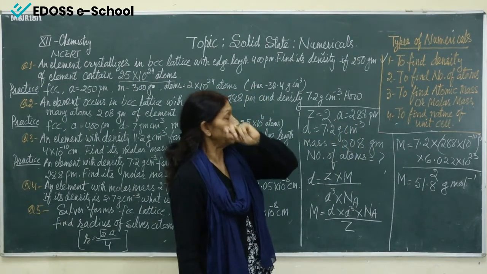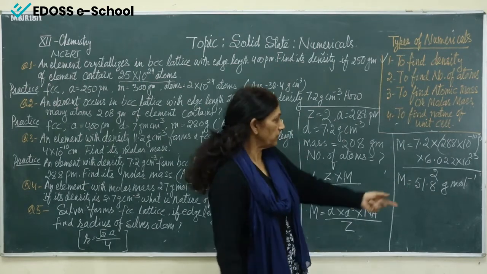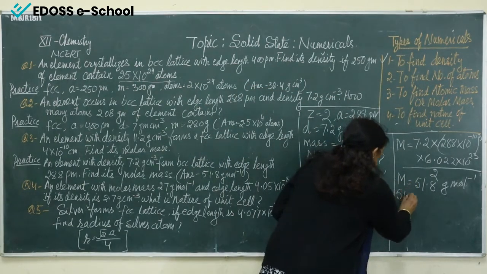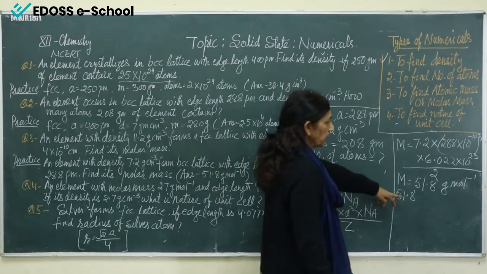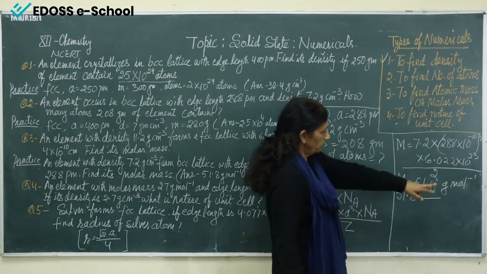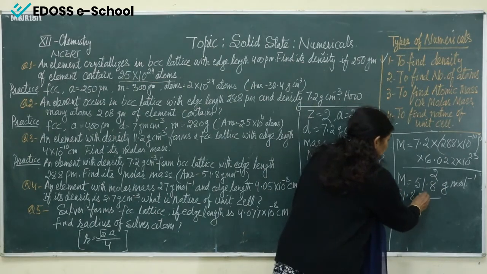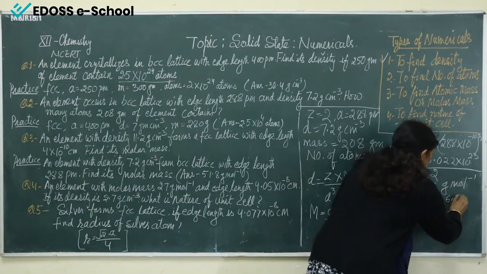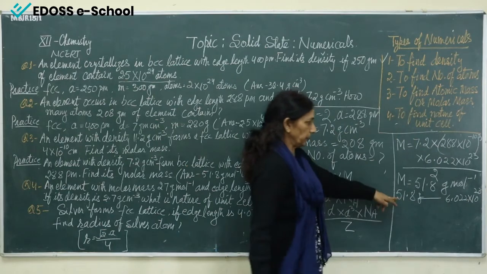So now we will apply the mole concept. What we will say is that this 51.18 gram is present in 1 mole. This is gram per mole, that means 51.18 gram is present in 1 mole. 1 mole means Avogadro number, 6.022 into 10 raised to power 23.